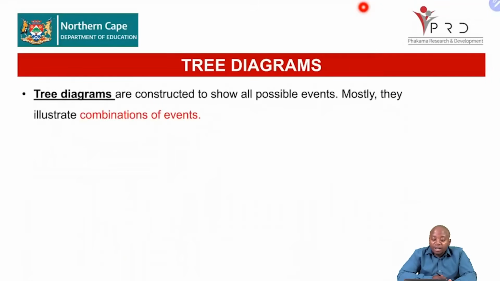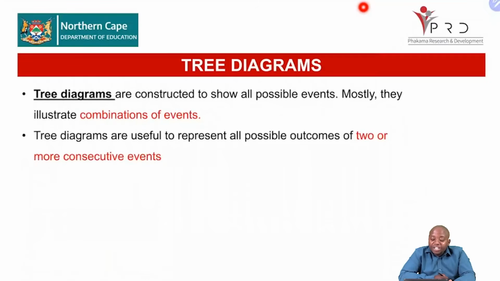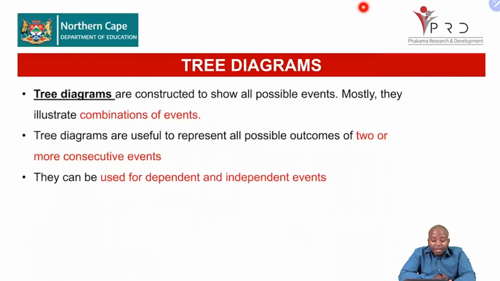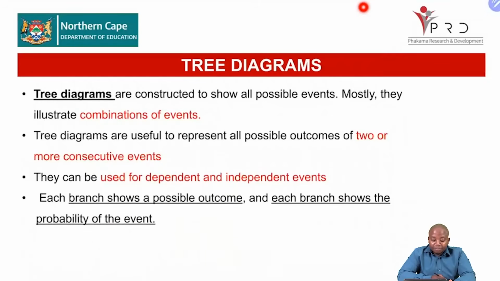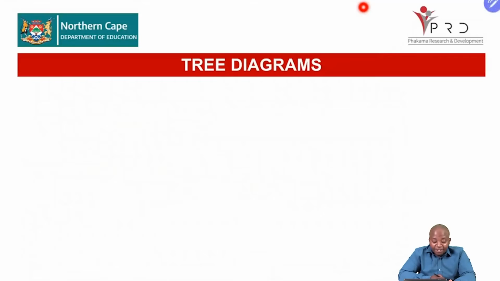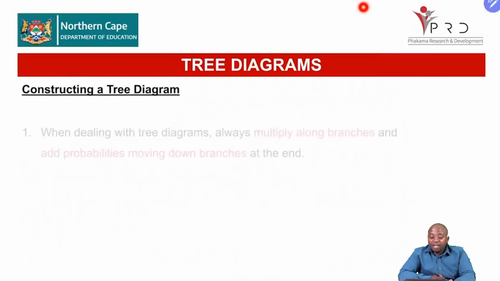Now let us look at tree diagrams. Tree diagrams are constructed to show all the possible events, and mostly they illustrate the combinations of events. Tree diagrams are useful to represent all possible outcomes of 2 or more consecutive events. They can be used for dependent and independent events. We need to understand that each branch shows a possible outcome and each branch shows the probability of an event.